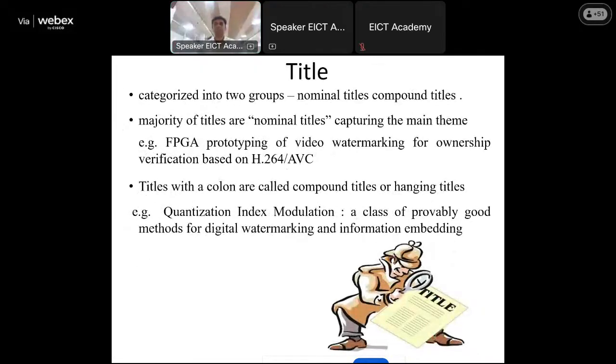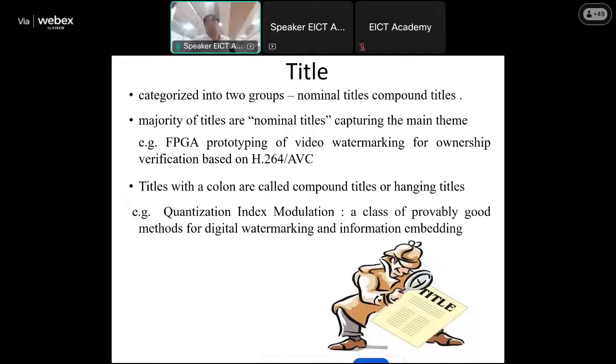Okay, so there could be two kinds of title. One is a nominal title, another is a compound title. Now, what is the meaning of a nominal title? Nominal title is where 80 to 90% of papers lie. So it is one of the titles of my paper I have written. Okay. FPGA prototyping of the video watermarking for ownership verification based on H.264 for AVC. So this is clear cut. You can consider it one sentence. Okay. Where a clear cut objective is being defined.